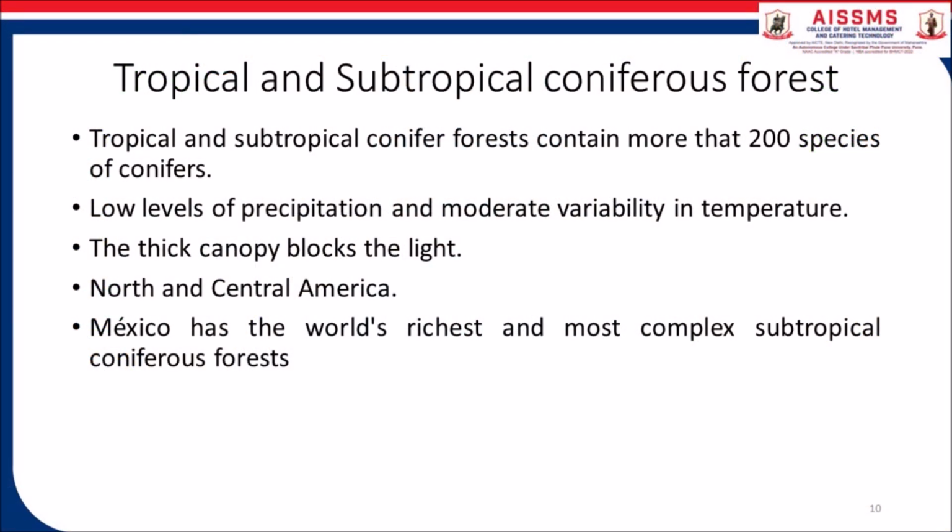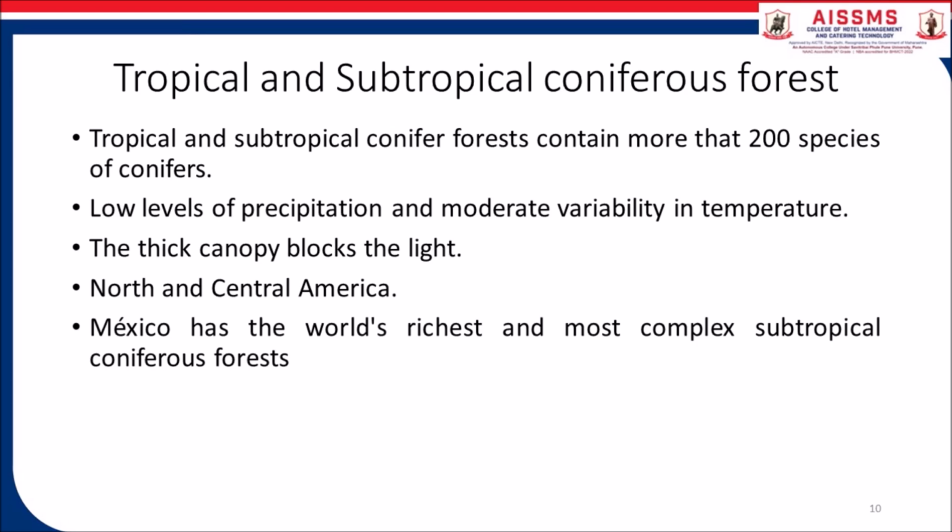Now let us look at the last point of this tropical forest, which is tropical and subtropical coniferous forest. What makes it different from other forests in the same segment? Tropical and subtropical conifer forests contain more than 200 species of conifers. The tropical area experiences a low level of precipitation and moderate variability in temperature.